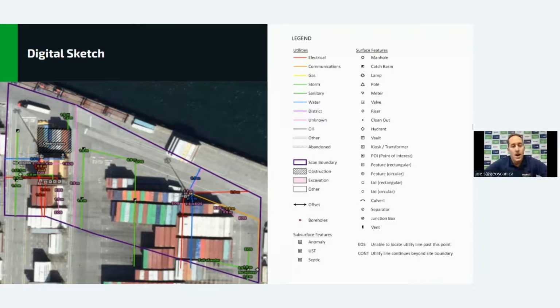So again, spray paint marks on the ground to show where the utilities are and where they're located, and the different types, color coordinated, and then the digital photographic overlay as part of the report.